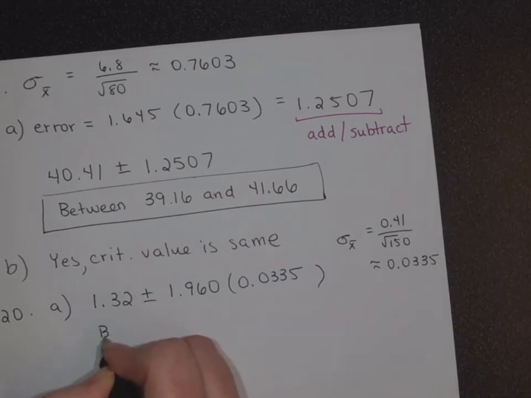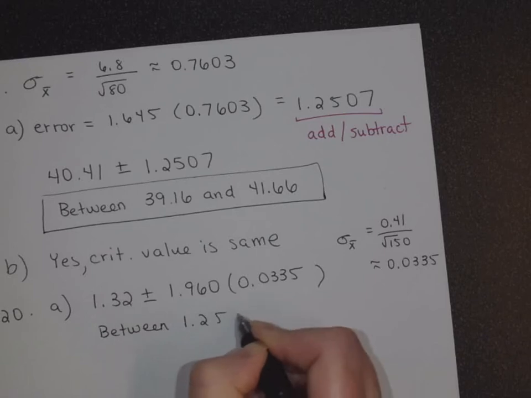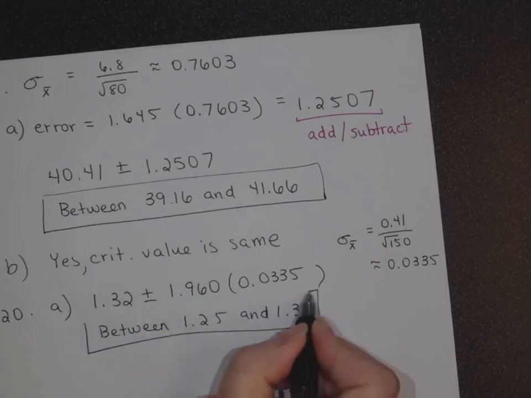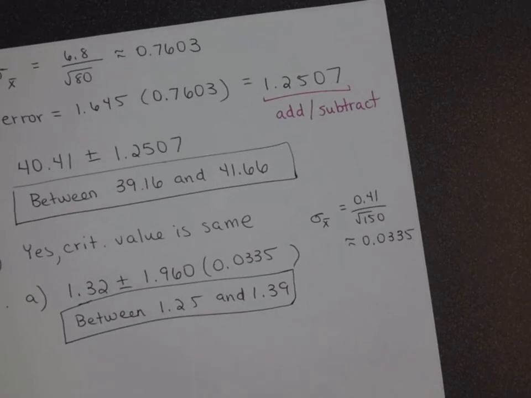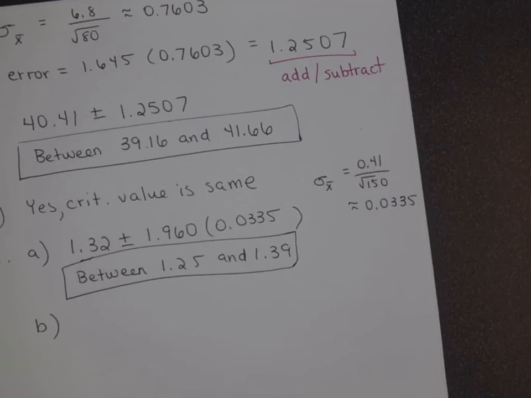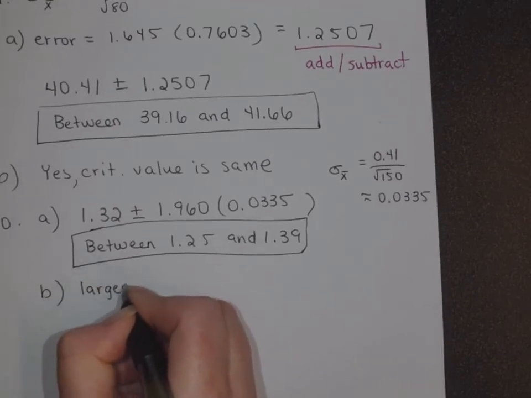And so we end up getting between 1.25 and 1.39 for part A. Okay. Part B says if the sample size were 100 rather than 150, would the margin of error be larger or smaller? And then explain. Okay. And the answer is it would be larger.